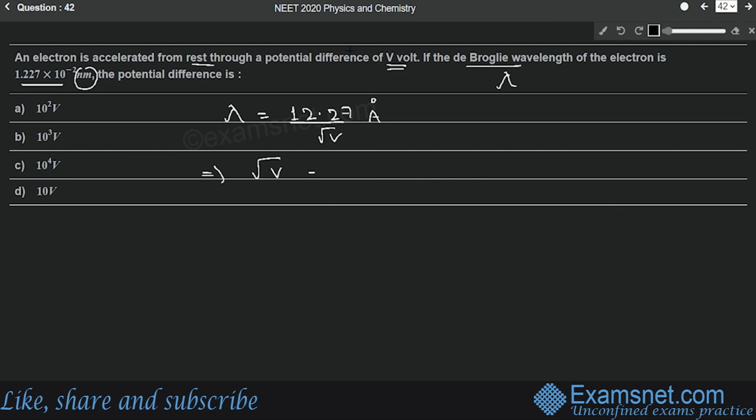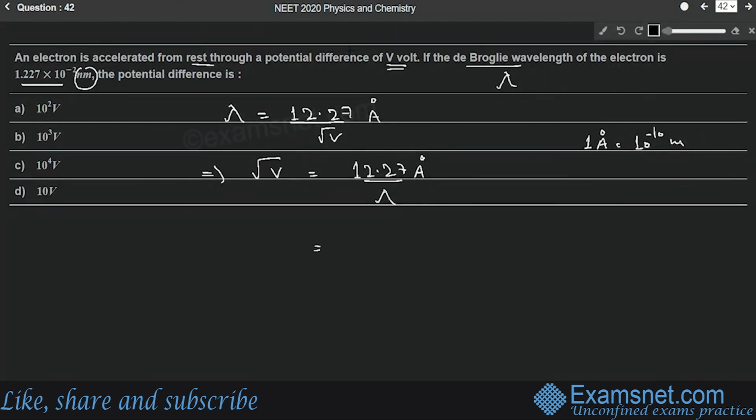So root V equals 12.27 divided by the de Broglie wavelength, and the unit will be angstrom. So we know that 1 angstrom is equal to 10 to the power minus 10 meter, right?